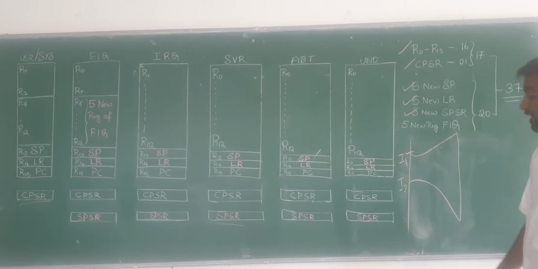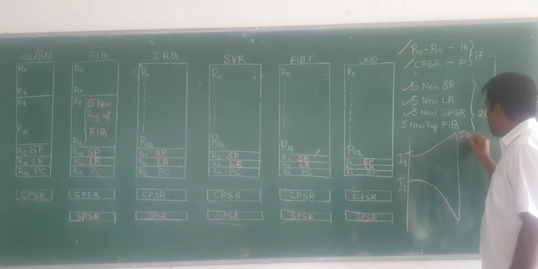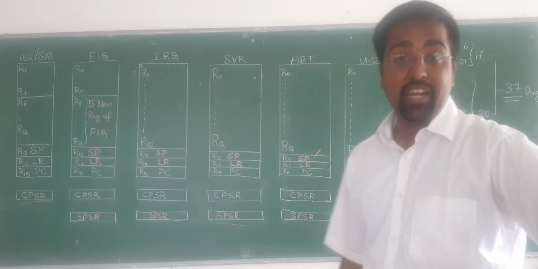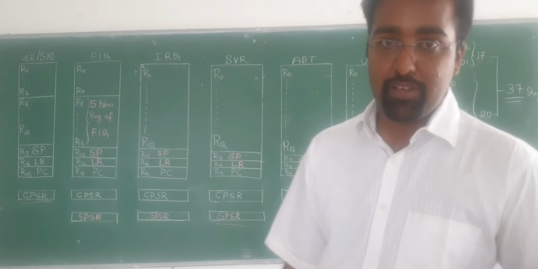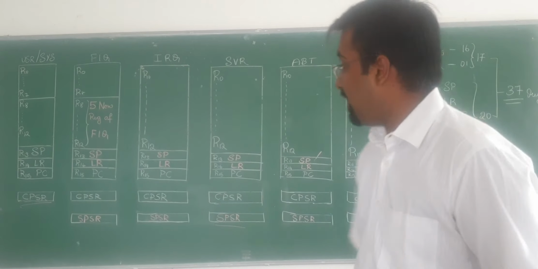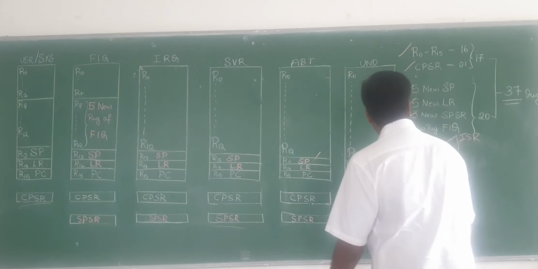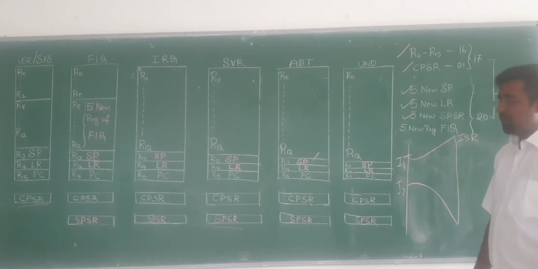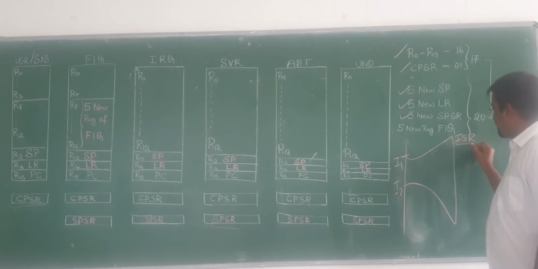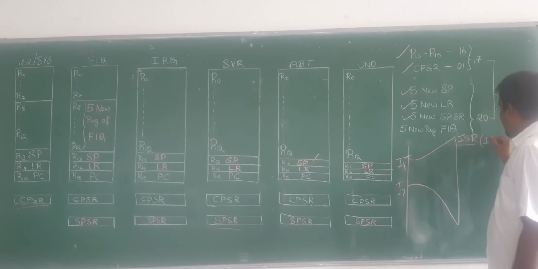When I start this ISR, this is a normal ISR. IRQ means interrupt request. FIQ means fast interrupt request. So we have fast interrupt request and normal interrupt. See, in normal interrupt, if you store when this ISR is being executed with respect to IRQ.